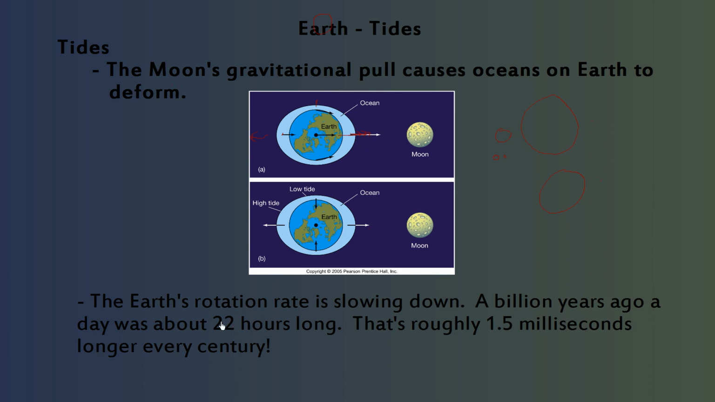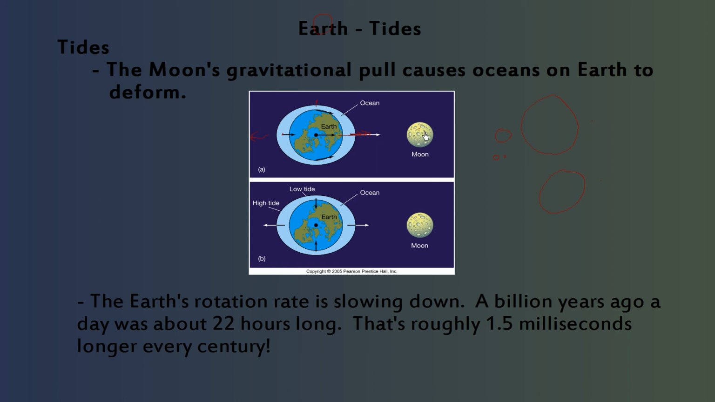Also because of the tidal forces between the moon and the Earth, the Earth's rotation rate is slowing down. About 1 billion years or so ago, the day was probably about 22 hours long, a couple hours shorter. That turns out to be about 1.5 milliseconds every century. Every 100 years, the day increases by this much, which isn't much. We won't notice it over our lifetime.